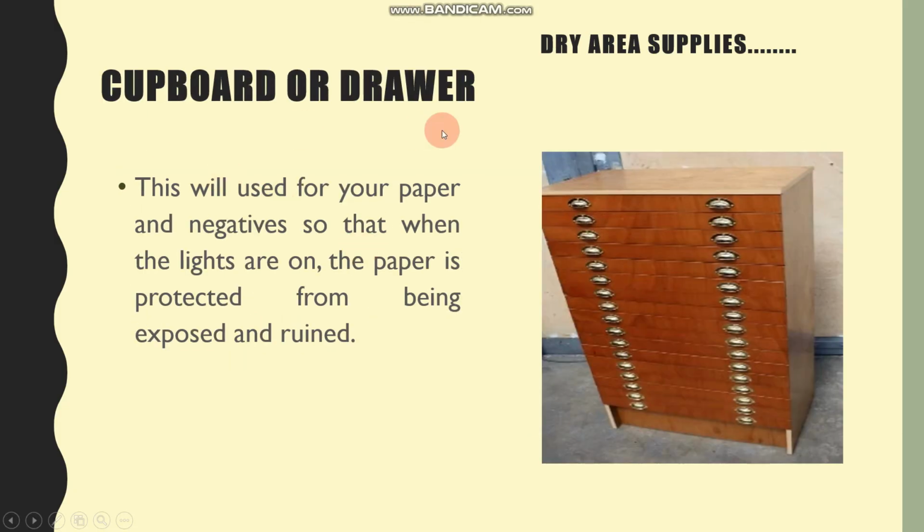The cupboard or drawer. This will be used for your paper and negatives so that when the lights are on, the paper is protected from being exposed and ruined. So, sabi nga natin, diba, both film and photographic paper is light sensitive. So, kapag bukas ang ilaw sa loob ng darkroom, ibig sabihin, not in use ang ating darkroom, kailangan pong nakatago ang ating mga films, diba? And other photographic paper na hindi natin gagamitin para hindi masayang.